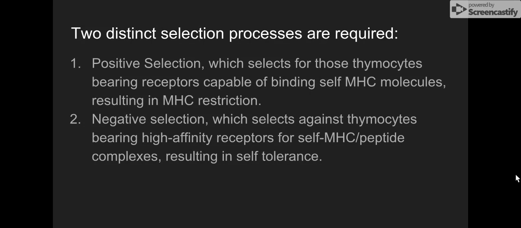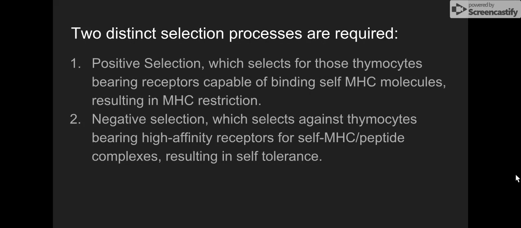The second distinctive selection process is negative selection, which selects against thymocytes bearing high affinity receptors for self MHC peptide complexes, resulting in self tolerance. Self tolerance is basically defined as being unresponsive to self antigens. Negative selection is a critical event in thymic development. It prevents maturation of hazardous autoreactive T cells. Thus, mechanisms exist to eliminate T cells with self-reactive receptors.